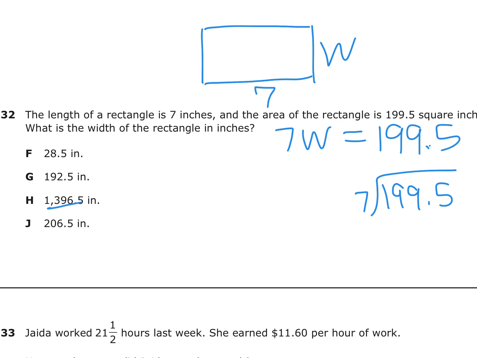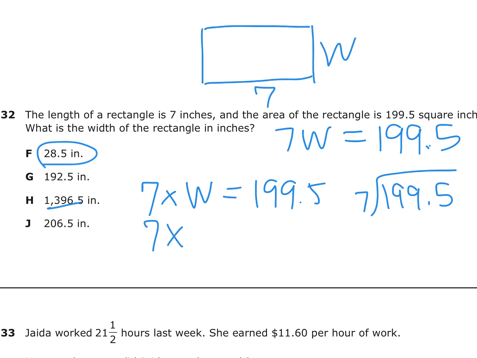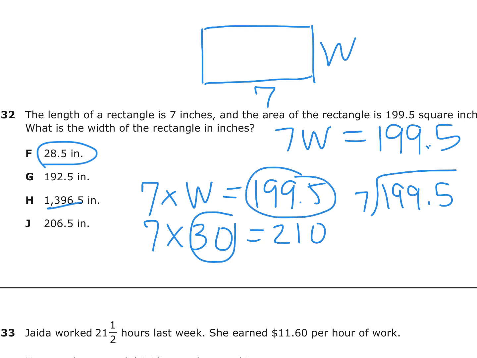So maybe you could ask yourself, 7 times what number, W, is going to give you 199.5? Could it be this one? What is 7 times 30? 7 times 30 is 210. So it has to be something less than 30 because this is less than 210. Could it be 28.5? Yes, that's the answer. It's the only reasonable answer.